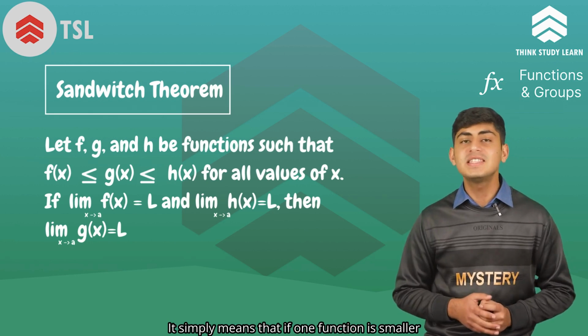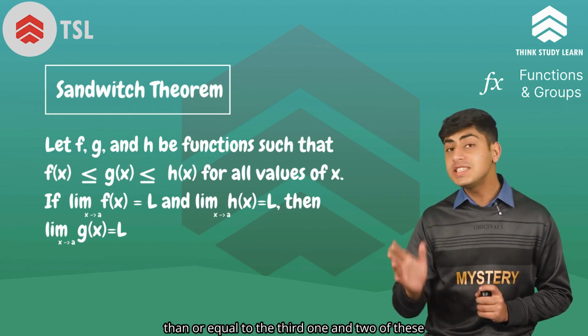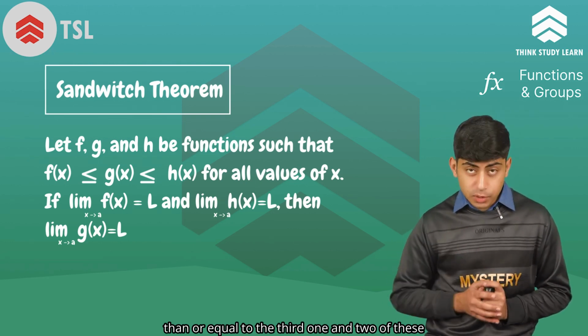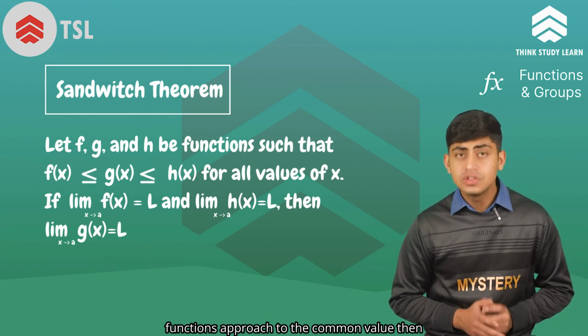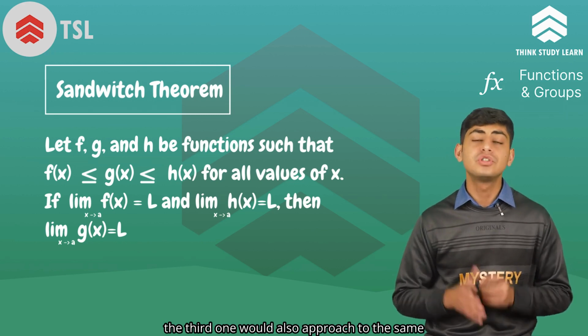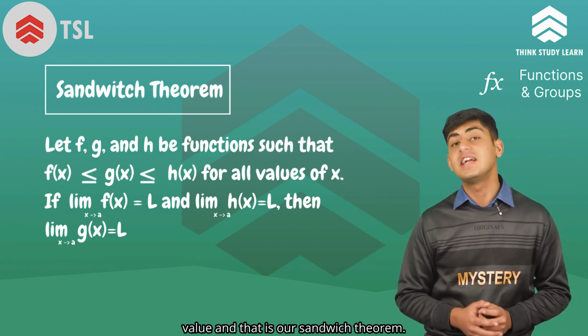It simply means that if one function is smaller than or equal to the second one, which in turn is smaller than or equal to the third one, and two of these functions approach a common value, then the third one would also approach the same value. And that is our sandwich theorem.